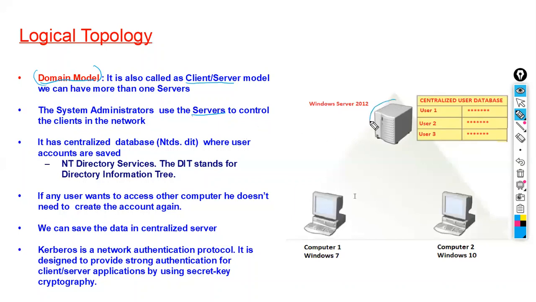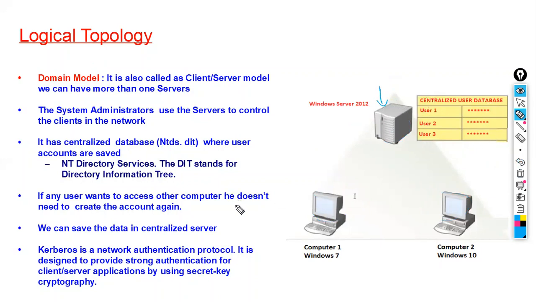So what the system administrator will do is use this server. Let us say we have one server and we have two clients here. The system administrator will control these two clients from this server. Okay, and it has a centralized database, and the database is ntds.dit, where the user accounts are saved. So this server has the centralized database.